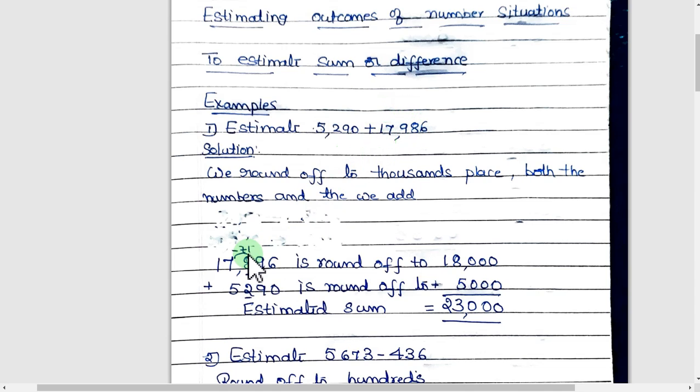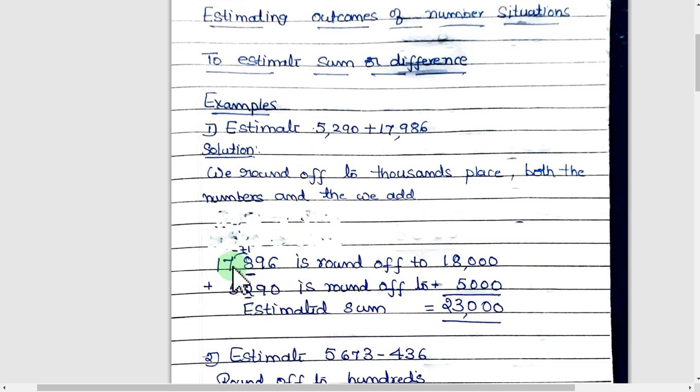Now I will teach you a shortcut method to round off the values. Any method you can follow. Now instead of writing everything systematically, you can follow the shortcut method, that is easier than that. See, now we are estimating 17,986. I have written here 17,986. We have to round off to thousands place. Now this 7 is the thousands place.